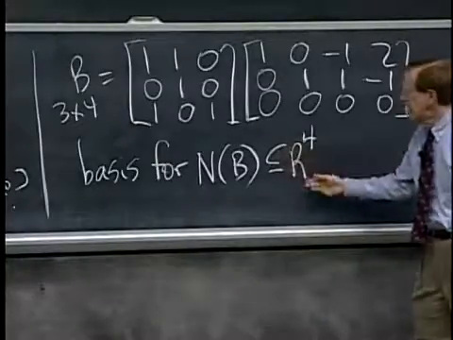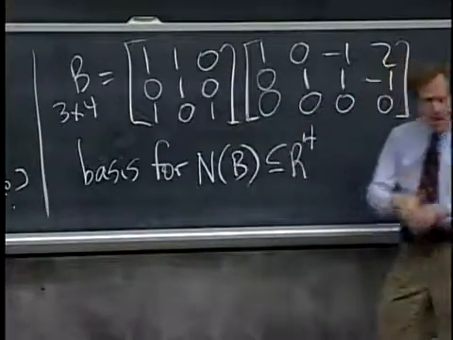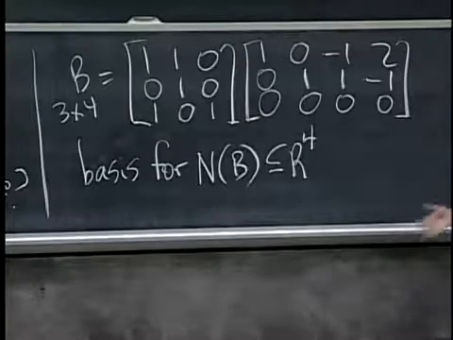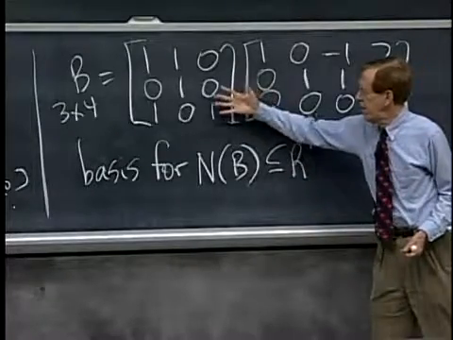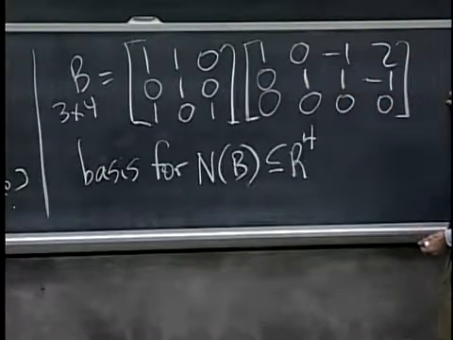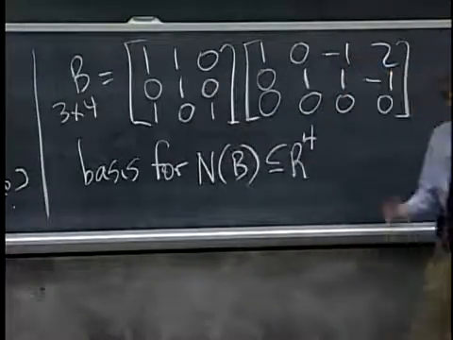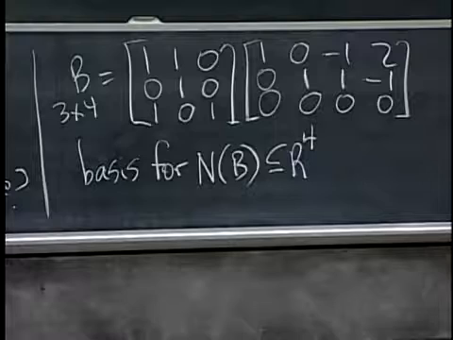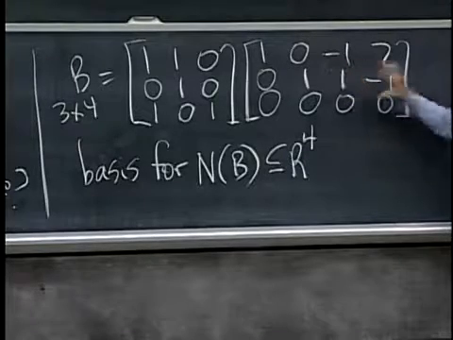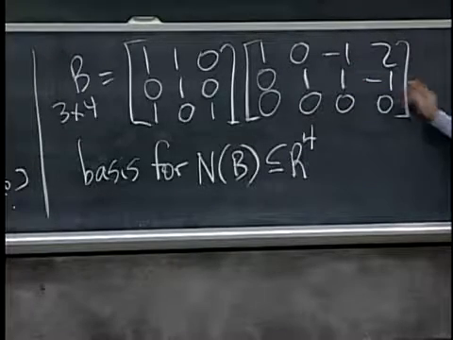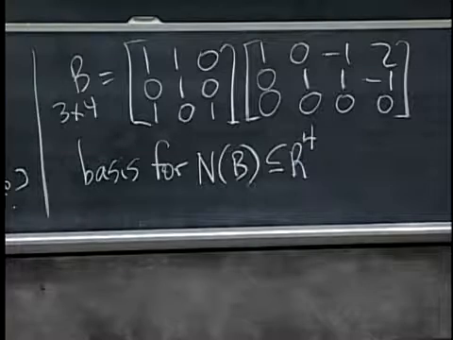If Bx is 0, then multiplying by that guy, I'll still have 0. But also, if this times some x gives 0, I could always multiply on the left by the inverse of that, because it is invertible. And I would discover that this times the x is 0.